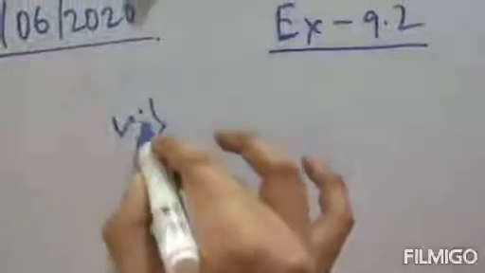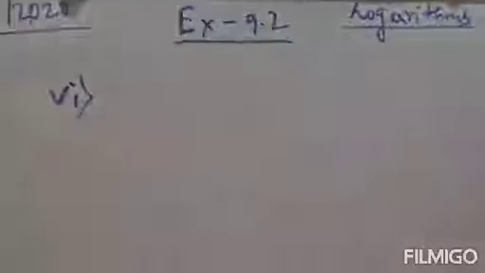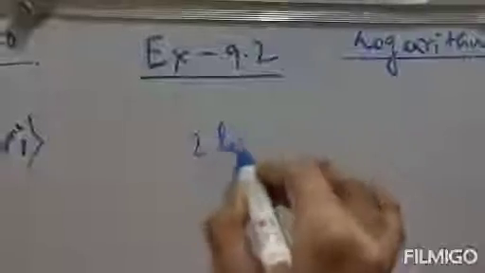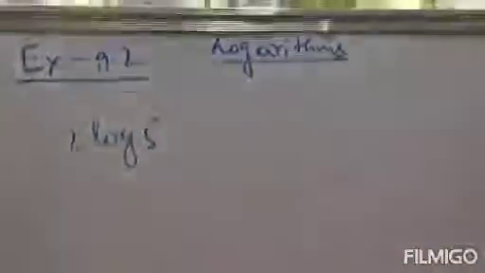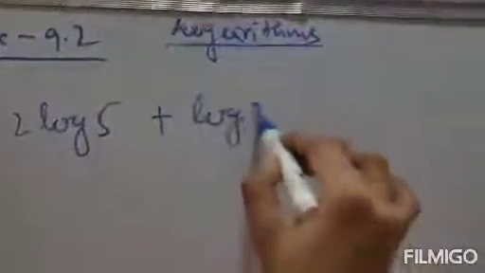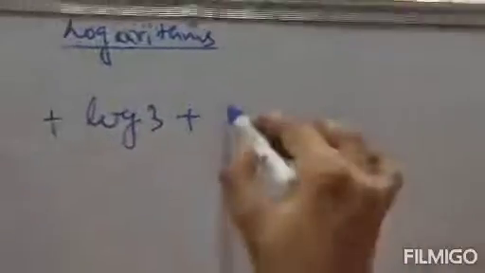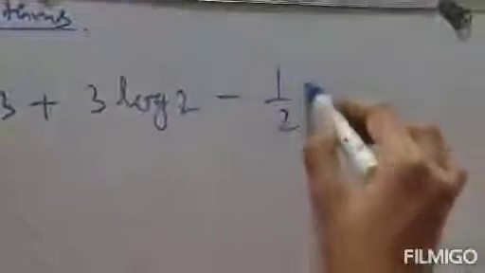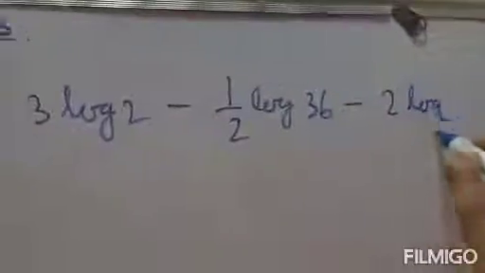Clear? Next. Next question, question number 6. Question number 6 says: 2 log 5 plus log 3 plus 3 log 2 minus 1 by 2 log 36 minus 2 log 10.